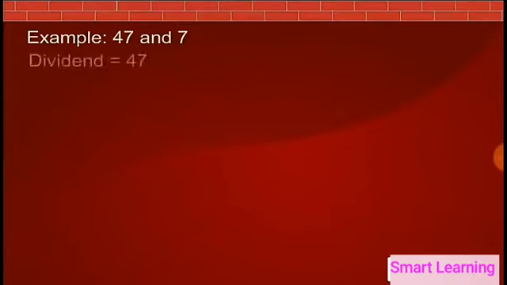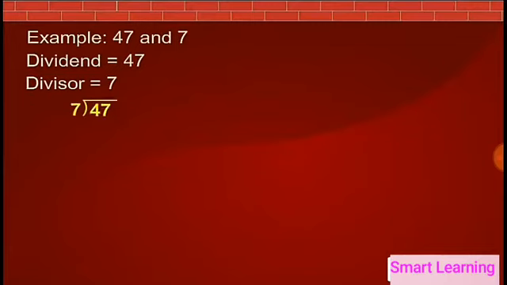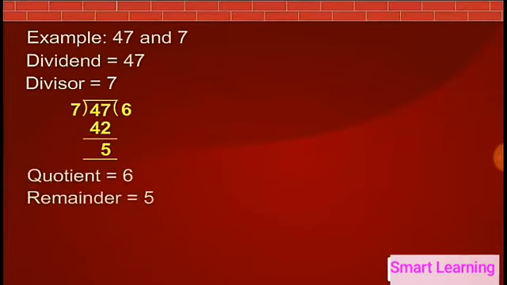Let us understand Euclid's division lemma with the help of a simple example. Let us take two positive integers, 47 and 7. Let us divide 47 by 7. So 47 is the dividend and 7 is the divisor. On performing the division, we get 6 as the quotient and 5 as the remainder.